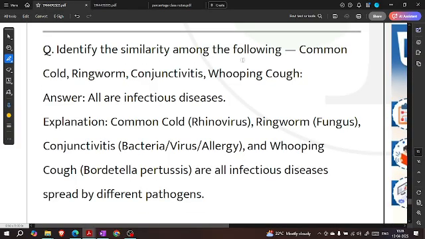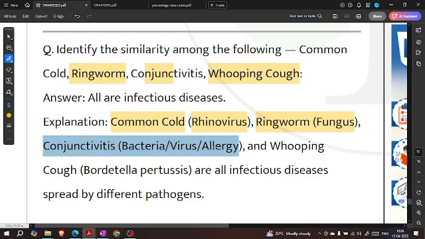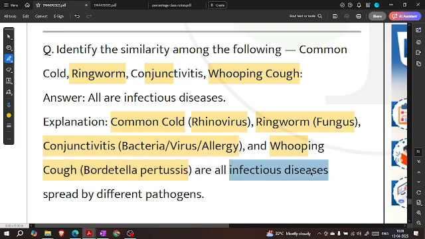Identify the similarity among the following: common cold, ringworm, conjunctivitis, whooping cough. All are infectious diseases. Common cold, rhinovirus; ringworm, fungus; conjunctivitis, bacteria, virus, allergy; whooping cough, Bordetella pertussis. All are infectious diseases spread by different pathogens.